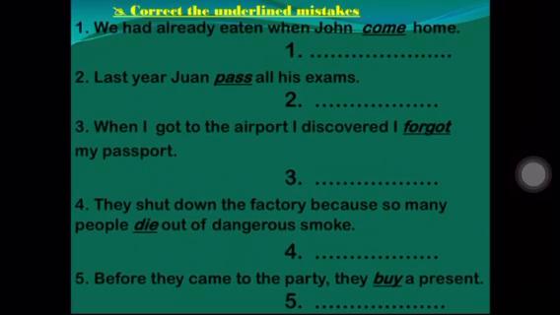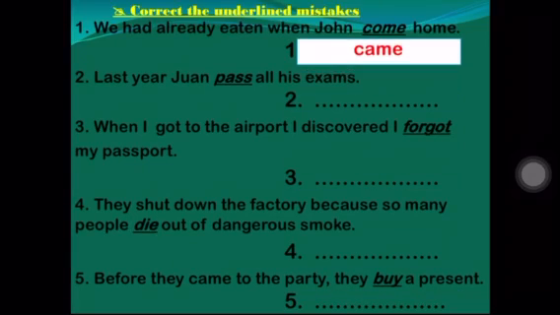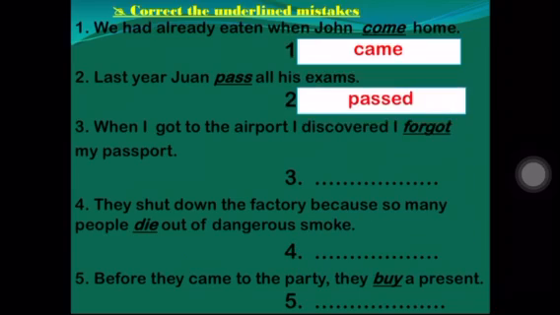Let's correct the underlined mistakes here in these sentences. We had already eaten when John come. So I have here when. I have two actions. The first one, had eaten, and the action that happened next is come. So it should be in the simple past. Last year, Joanne passed all his exams. So we have last year, and this is a finished action, so we use the simple past.